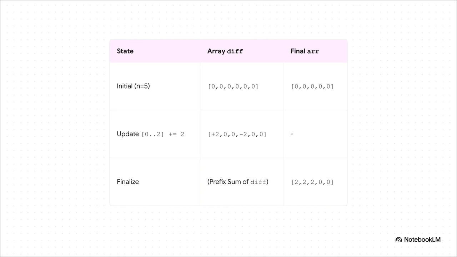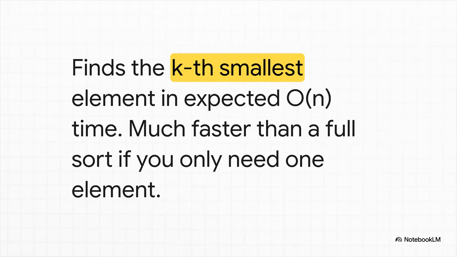Well, instead of inefficiently looping through the range and adding 2 to every single element, you just make 2 tiny updates to a separate difference array. You add 2 at the start index, and you subtract 2 one spot after the end index. Then you can do thousands of these cheap updates, and only at the very end, you run a single prefix sum on that diff array, and it magically reconstructs the correct final array. It's brilliant.